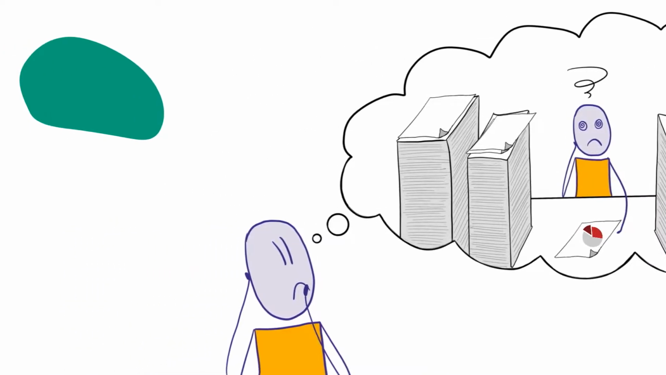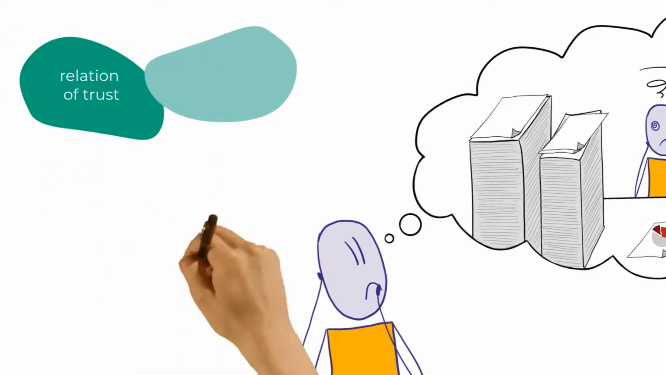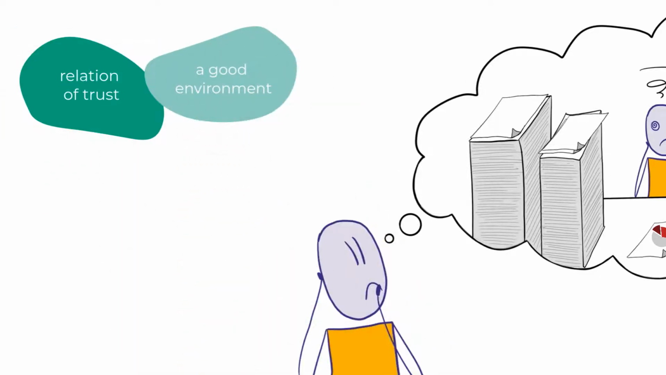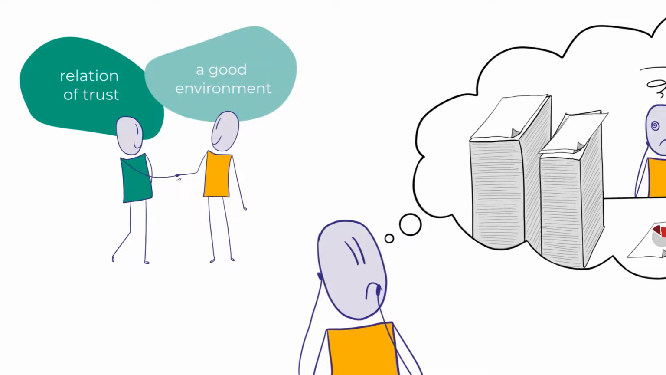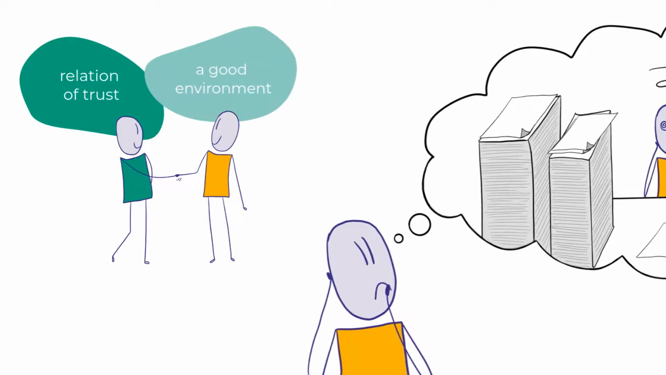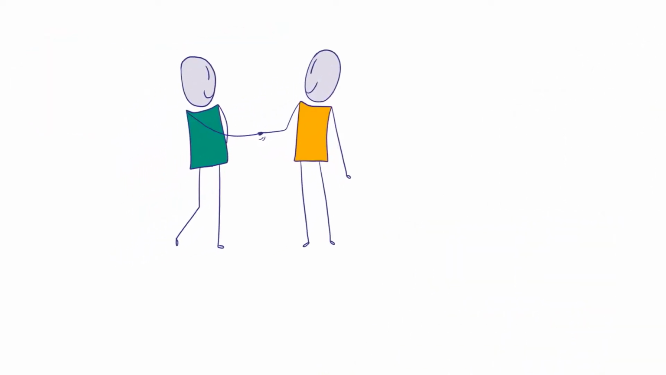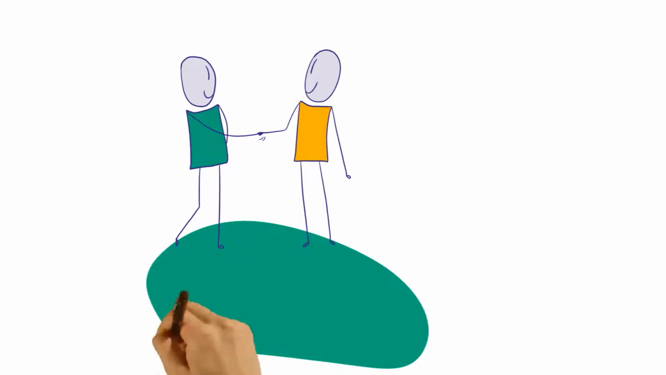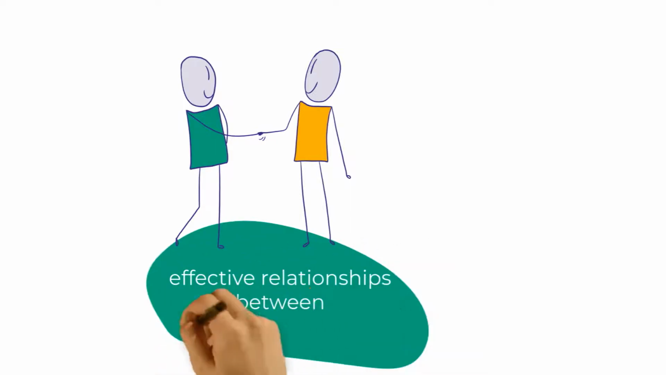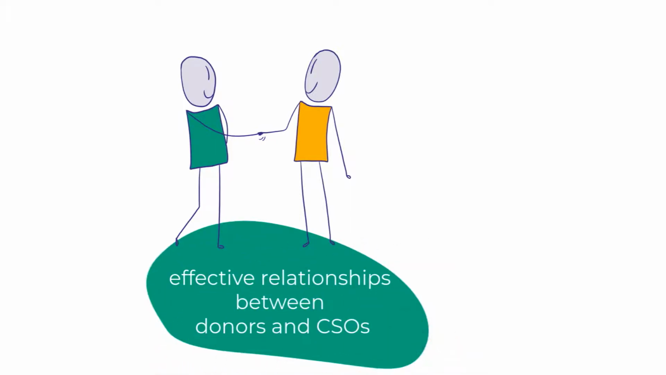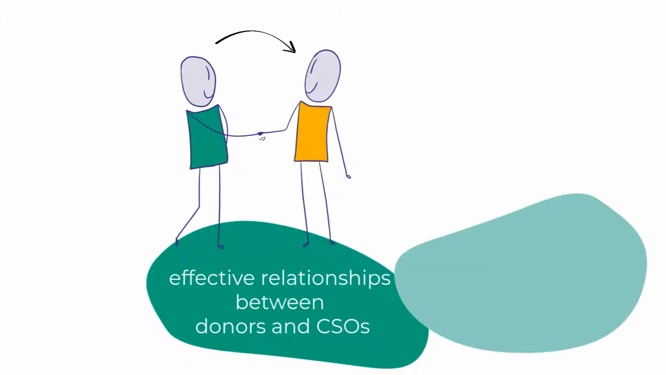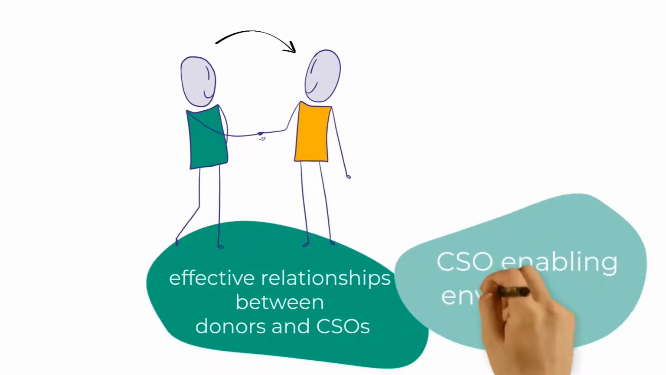This doesn't really help in creating a relation of trust or an environment in which you can function to the best of your ability. You have the feeling you will spend almost as much time writing these reports as you will implementing the project. This is an exaggerated example, but it gives an idea of the importance of effective relationships between donors and CSOs. How providers of official development cooperation financially support and engage with CSOs is a key part of the CSO enabling environment.